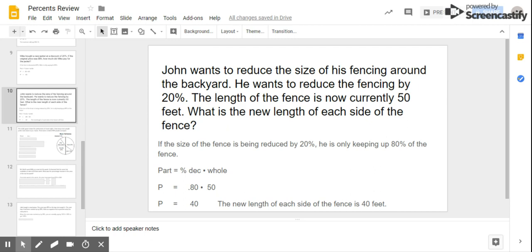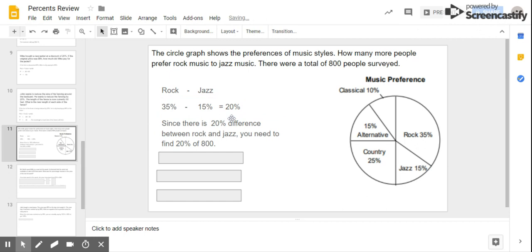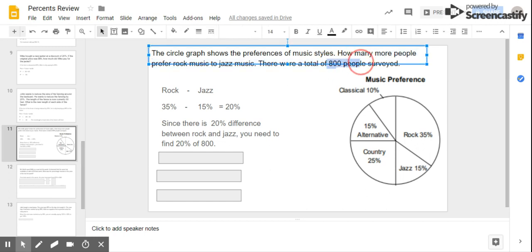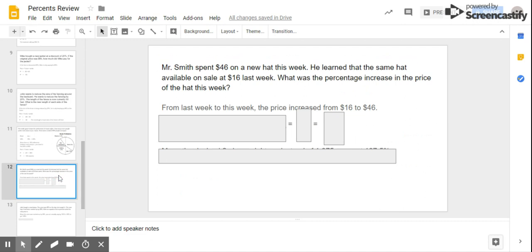All right, the next problem says a circle graph shows the preferences of music styles. How many more people prefer rock music to jazz music? So we're starting with rock minus jazz to find out what the percentage is. So 20%. There's a 20% difference between rock and jazz. So you need to end up finding 20% of your 800 people total. So 20% of 800, again, start with your equation. 20% of 800, you would do 0.20 times 800, and you end up getting 160 students.